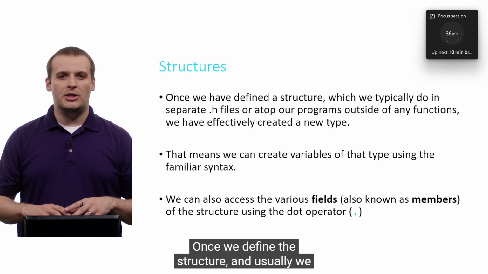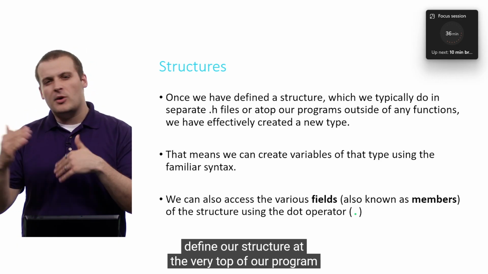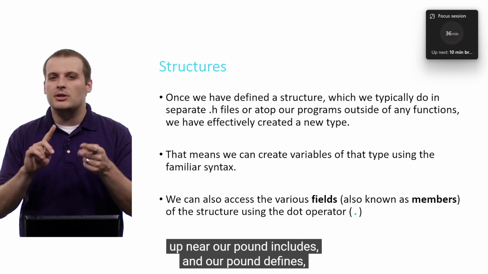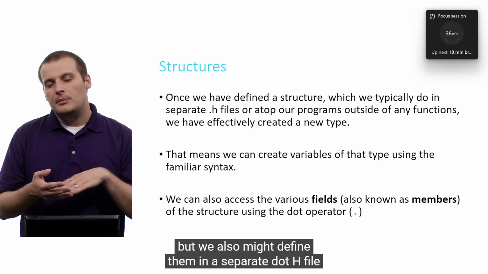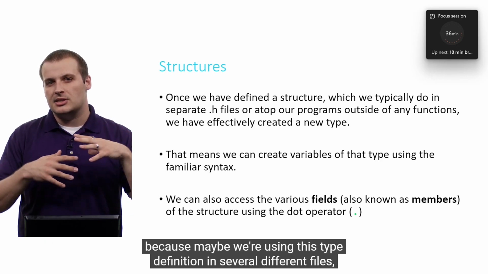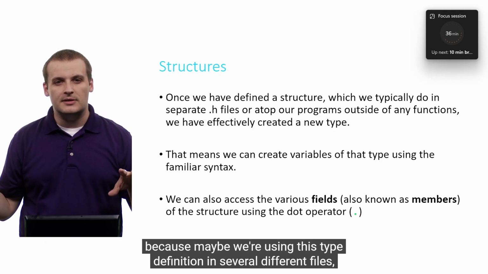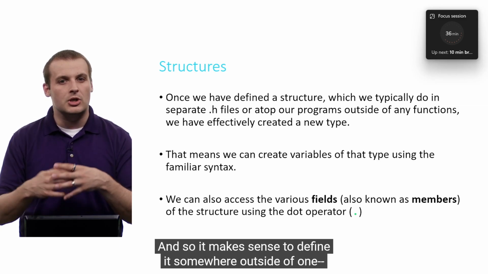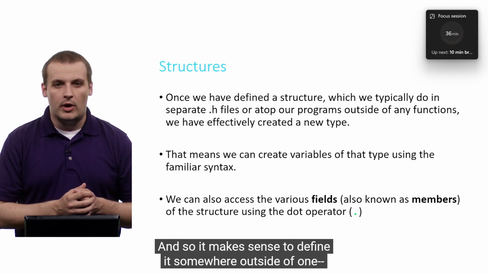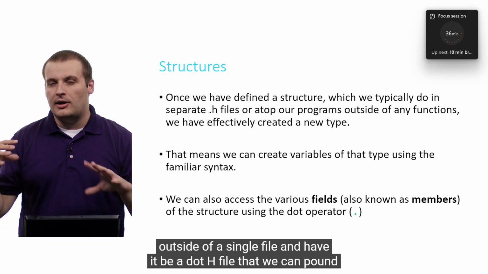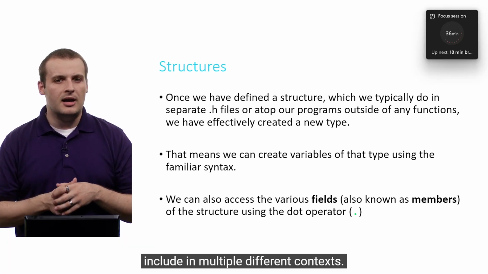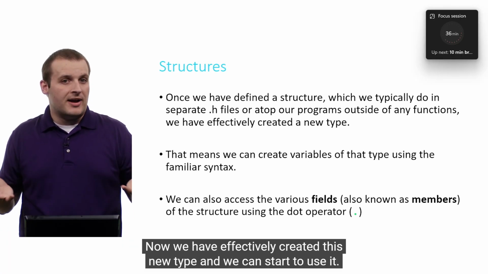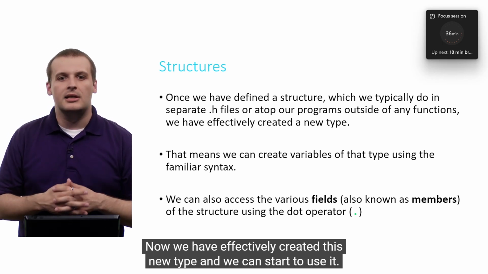Once we define the structure, and usually we define our structure at the very top of our program, up near our pound includes and our pound defines, but we also might define them in a separate .h file, because maybe we're using this type definition in several different files or several different programs, and so it makes sense to define it somewhere outside of a single file and have it be a .h file that we can pound include in multiple different contexts. Now we have effectively created this new type, and we can start to use it.